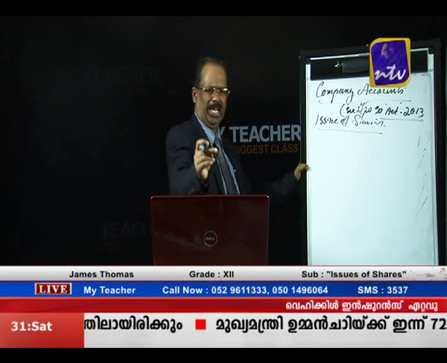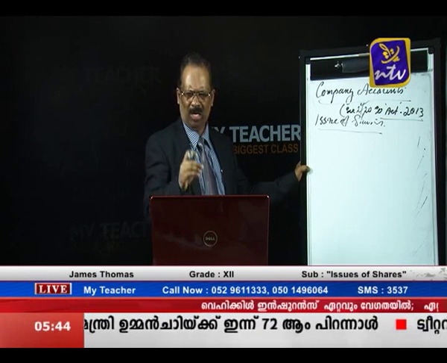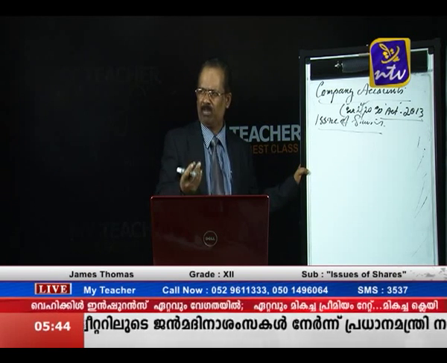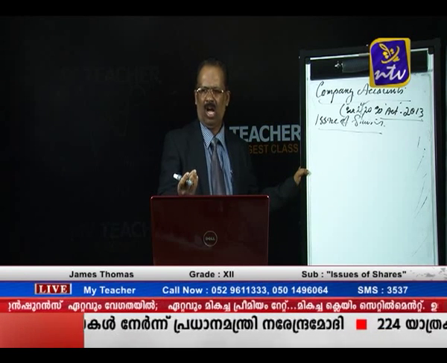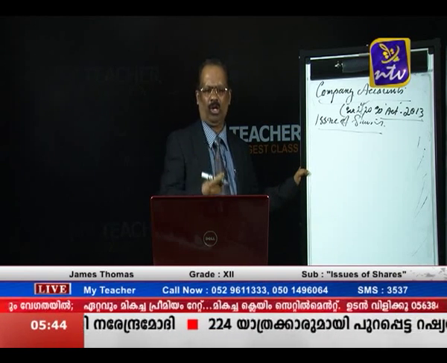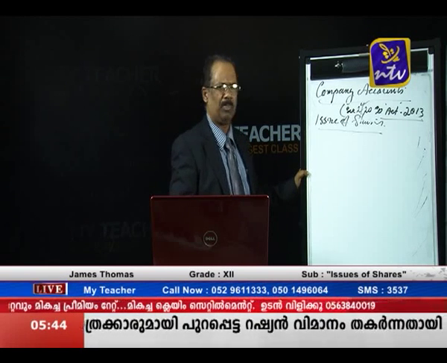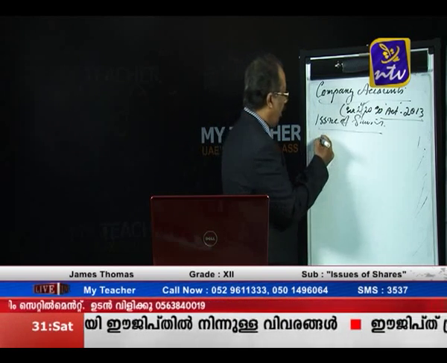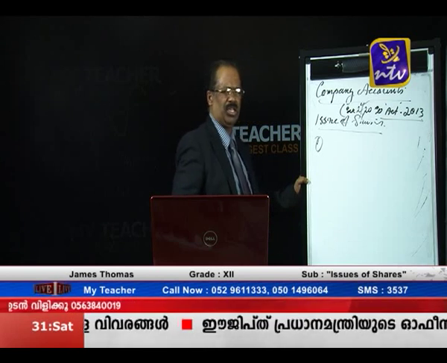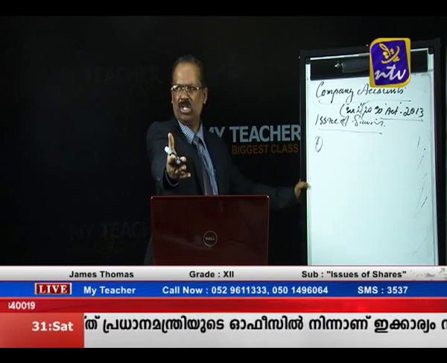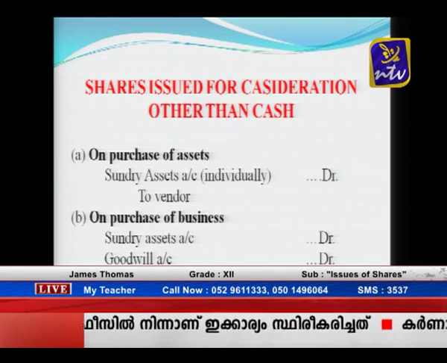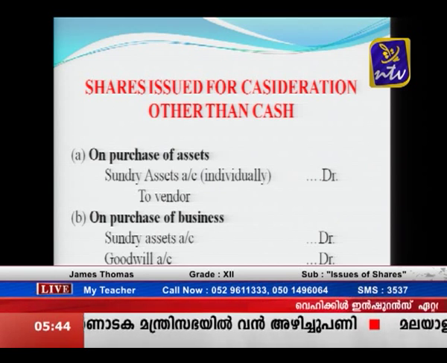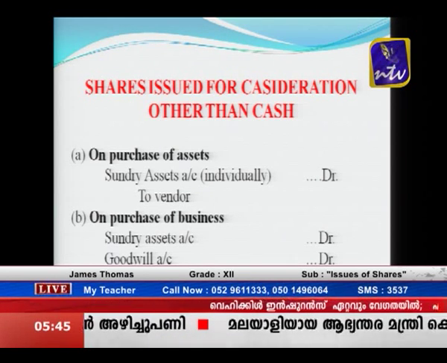Last year when I took this part, I already explained all these points. Once again I am repeating: shares issued for consideration other than cash. That means we are issuing the shares as a consideration. See, what is the context? Context number 1 is we are purchasing assets and issuing shares at par value. Case number 1: look at the monitor, shares are issued for consideration other than cash. We are purchasing an asset and we are issuing shares at par value.